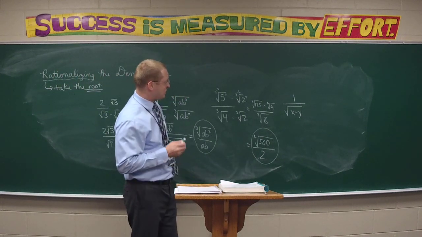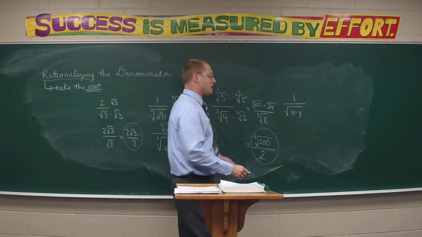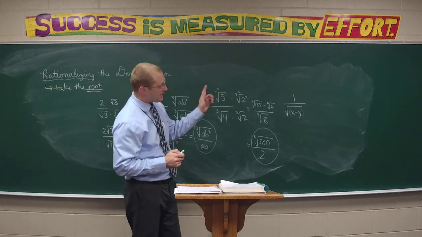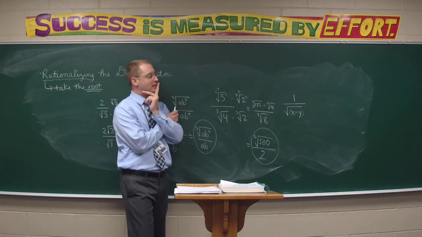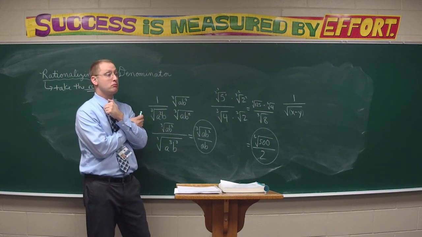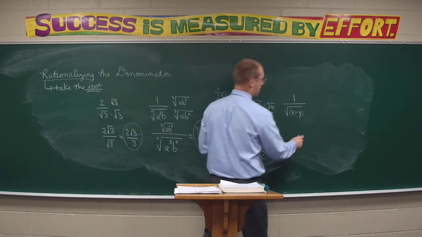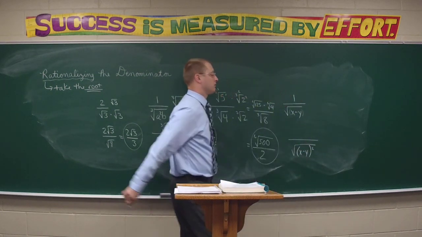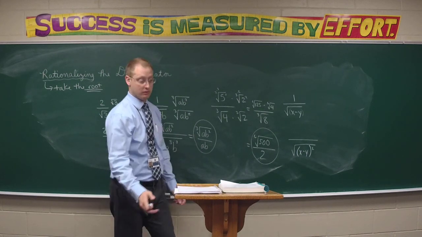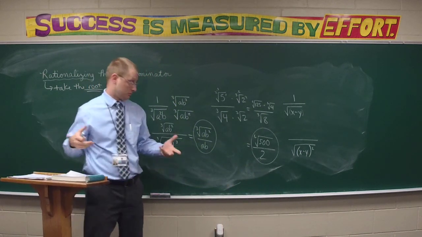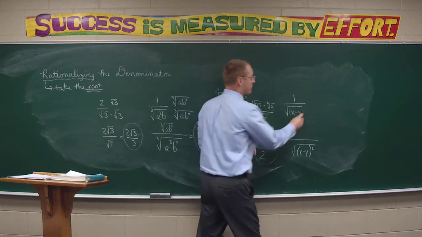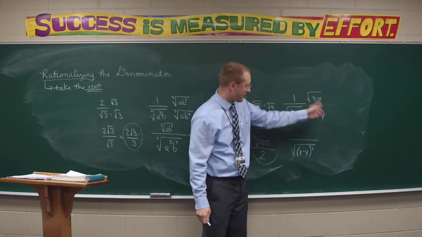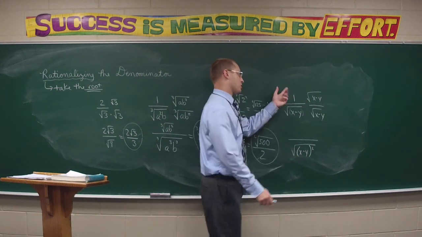How about this? The square root of x minus y. Well, realize this is all one quantity. You could group it in parentheses if you wanted to, right? But I can't take the square root of x minus y. But maybe I could take the square root of x minus y squared. How would I get the square root of x minus y squared? By the square root of x minus y, right? Multiply top and bottom by the square root of x minus y. Because the square root of x minus y times the square root of x minus y gives me the square root of x minus y squared. And of course, 1 times the square root of x minus y.